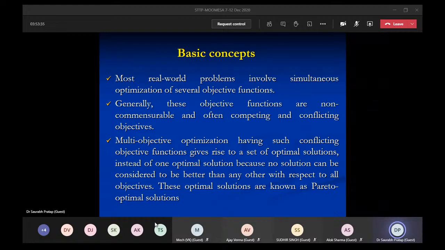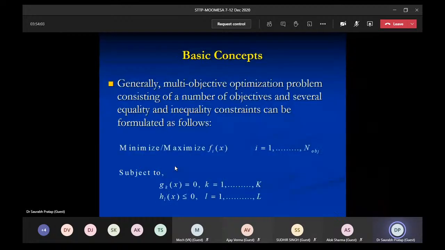So we have to decide which objective is the main priority, and we can give weights. Another option is to find a number of solutions that will satisfy both or all the objective functions. Those solutions we can show as a Pareto optimal solution. I will show what Pareto optimal means. Now this is the general concept of multi-objective.